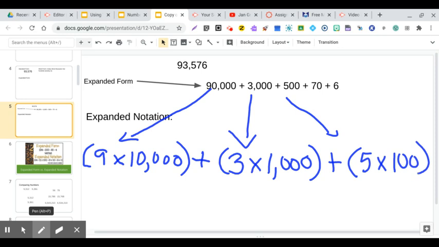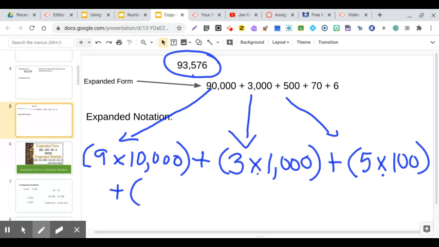500. These are multiplication symbols because I'm talking about groups of 100. How many groups of 100 do I have in this number? I have 5 groups of 100. I have 500. Now I've run out of room, so I'm just going to go down here, plus.